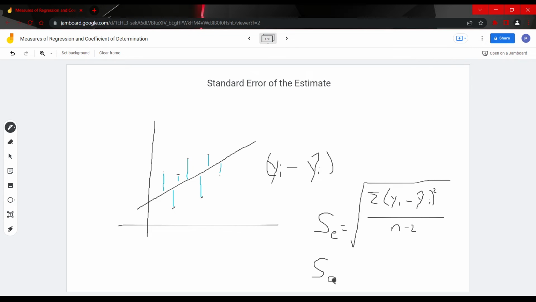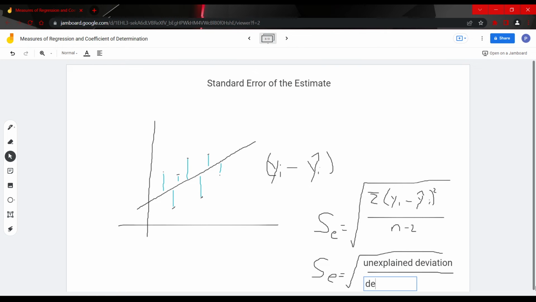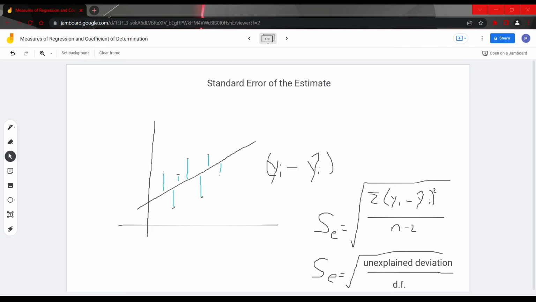A shorter way to write it, if you memorize the formula for the unexplained deviation, is essentially the unexplained deviation over the degrees of freedom. Remember, n minus 2 is going to be our degrees of freedom for this unit. And so this is another way you can write this formula using words instead of symbols.